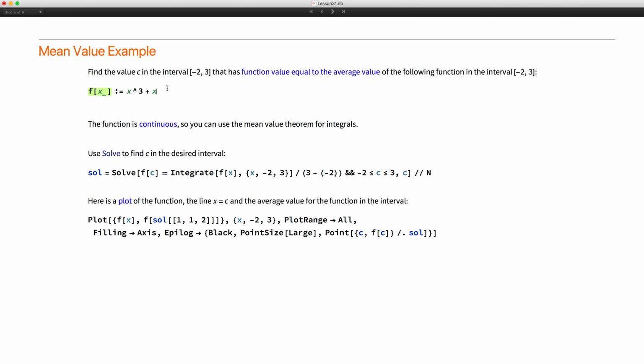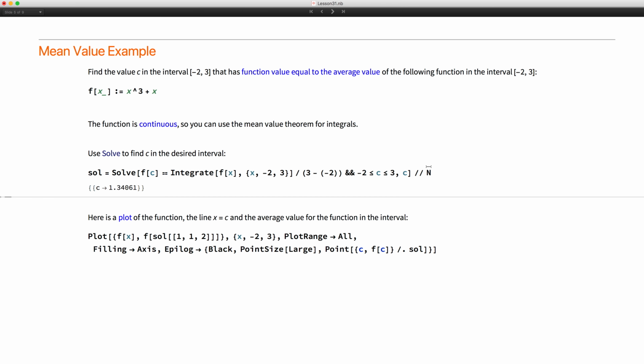Okay, so as an application, here's a function, and you want to find a value in the interval -2 to 3 such that the function value is equal to the average value over that interval. Now, because the function is continuous, it's a polynomial, so you can certainly apply the mean value theorem. So you solve the equation f of c equal to the average value, and when you do that, you get back an answer, and here's a plot which shows the point at which the average value is actually attained. So that's the mean value theorem in action.